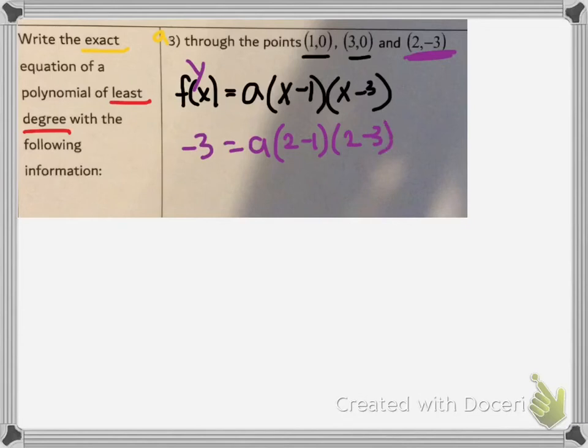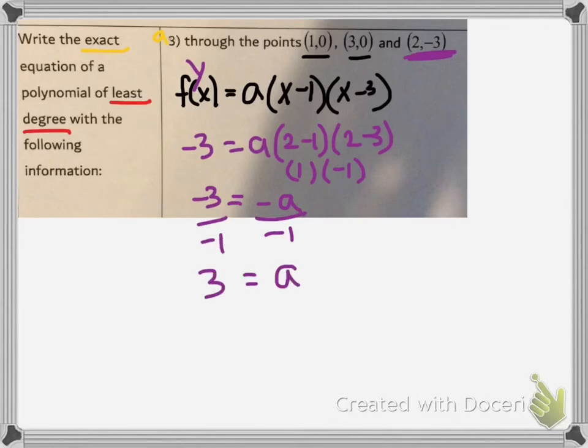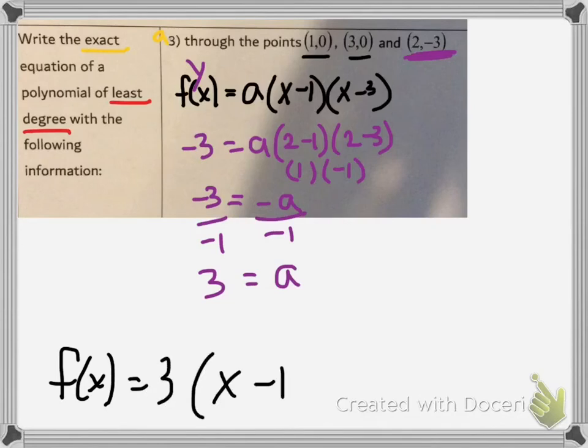2 minus 1 is 1. 2 minus 3 is -1. 1 times -1 is -1. So that means I have -1a on that side. Okay, I divide by -1 because I need to solve for a. A equals 3. And then make sure that you write your final equation. f of x equals 3, x minus 1, x minus 3.